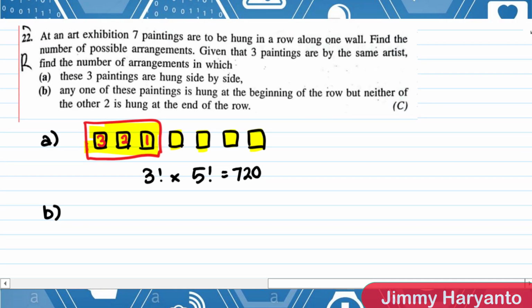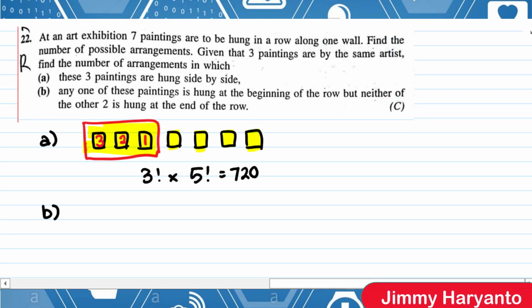B. Any one of these paintings is hung at the beginning of the row. Any one of these paintings, one of these 3, yeah. The meaning of this sentence is one of these 3 is hung at the beginning of the row, but neither of the other 2 is hung at the end.